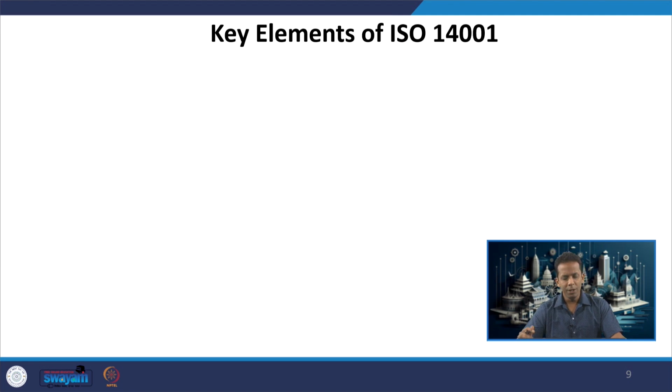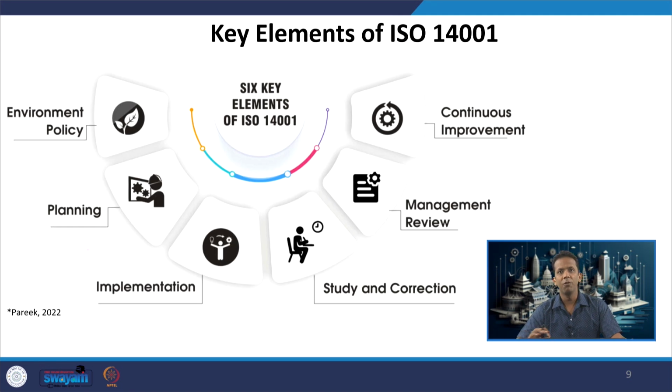So, the key elements of ISO 14001 include environmental policy. Since it is a type of EMS, some of the key elements or the framework on which it is based is similar to that of the basic framework for EMS.